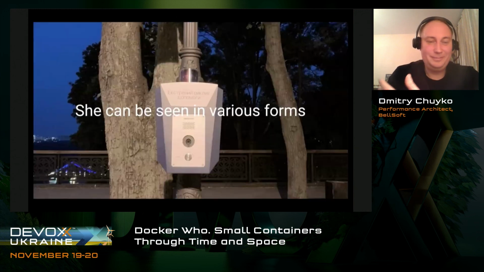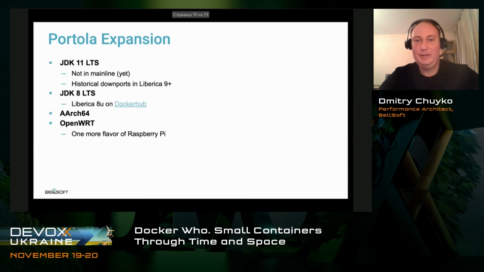So, what to do with Portola and Alpine musl support? What about our TARDIS? Yes, you can find container images for JDK 8 and for JDK 11. And we actually worked with Microsoft to bring JDK 11 support as an official one, if we have time until this update release is completely frozen for such improvements.